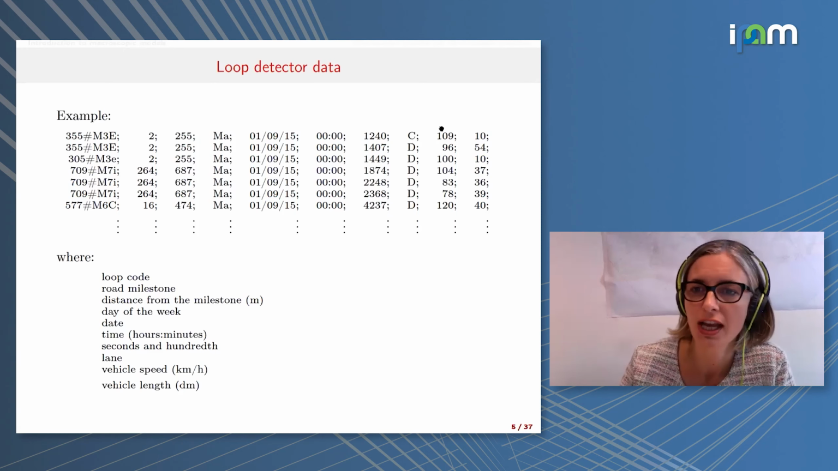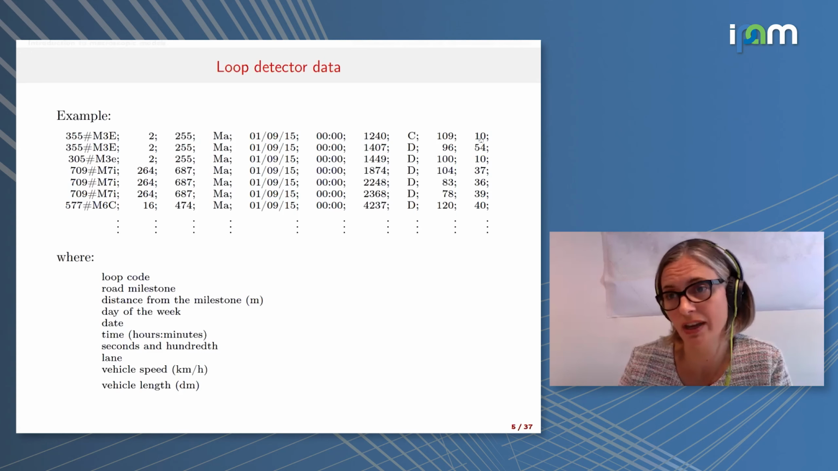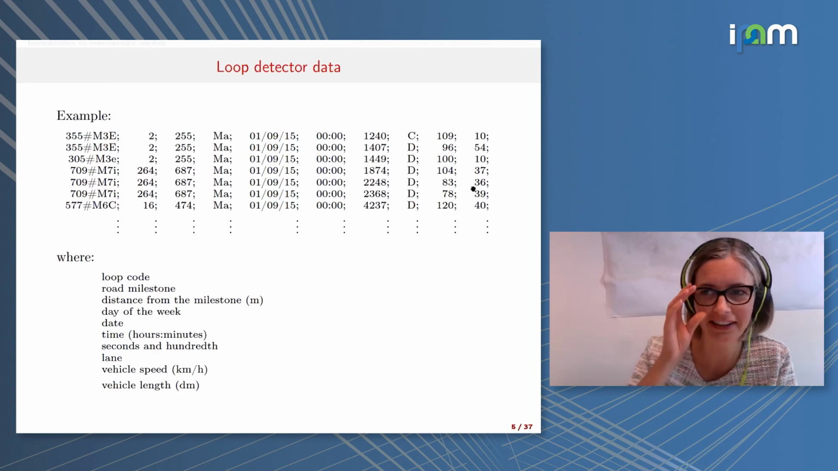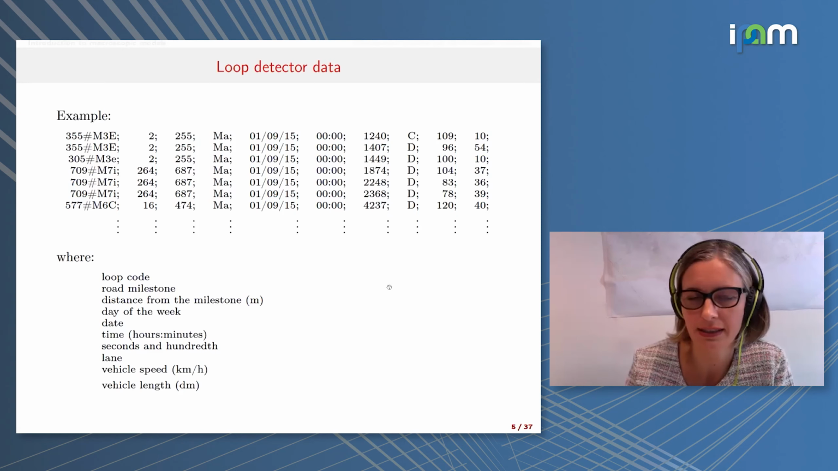And here is the speed of the vehicle that was passing exactly at this moment in the central lane. And here is something that should be the length of the vehicle in decimeters. So, okay, this should be a vehicle of 1 meter long. So I guess there are errors in this data. But more or less, these are the information you can recover from loop detector data.